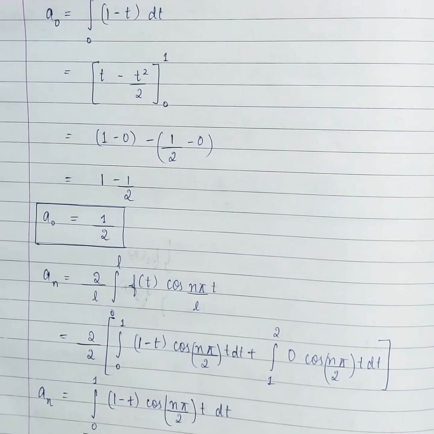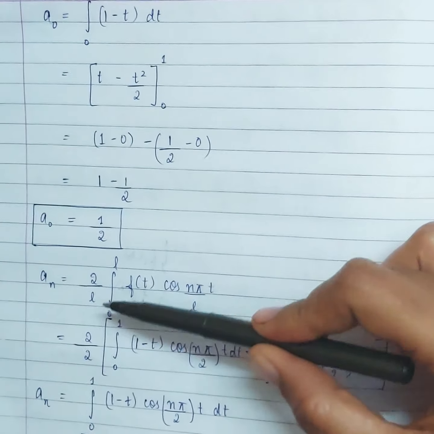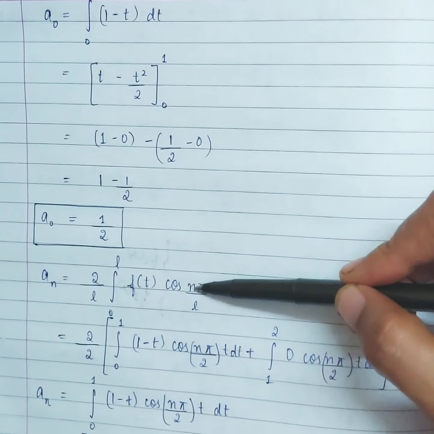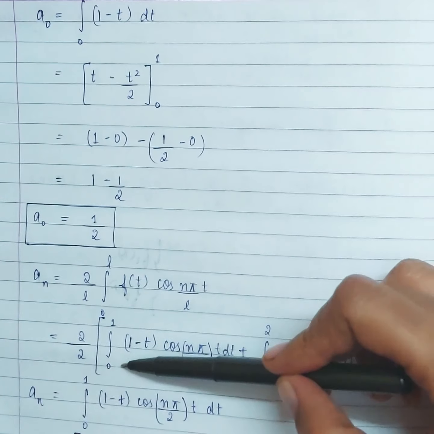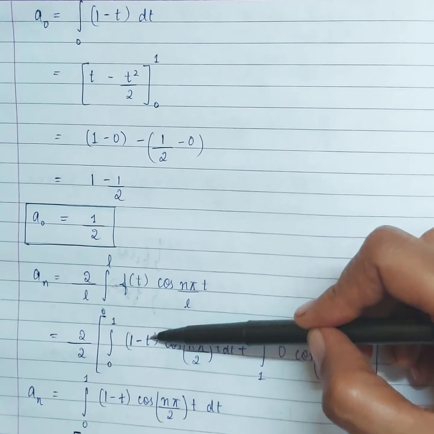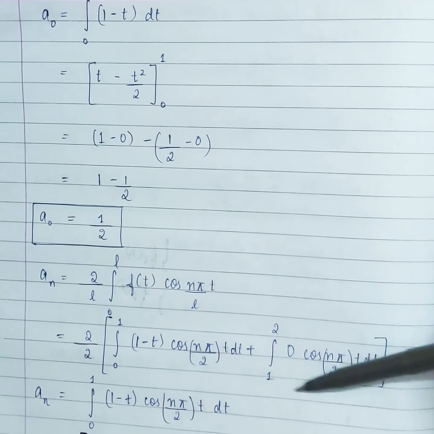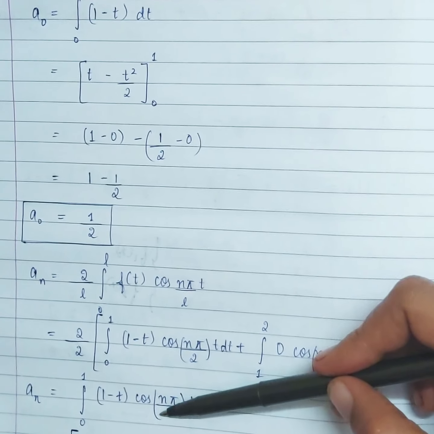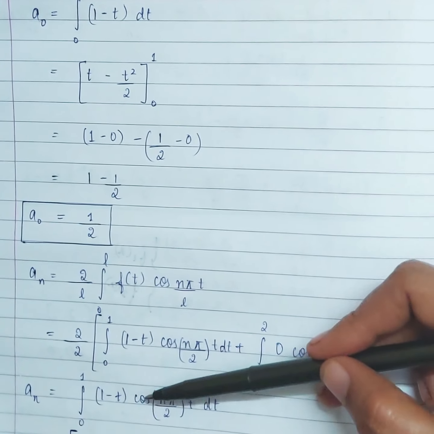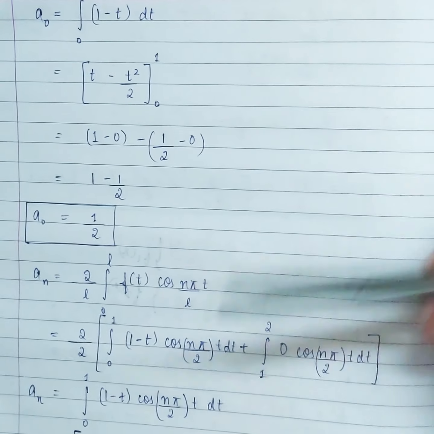Now we have to find an, which is 2 by L integral 0 to L f of t cos n pi t by L. So from 0 to 2 I am going to split the same way, 0 to 1 is 1 minus t, 1 to 2 is 0. So the second half will not come, only the first half is there for us to integrate. So integral 0 to 1 of 1 minus t cos n pi by 2 t dt.